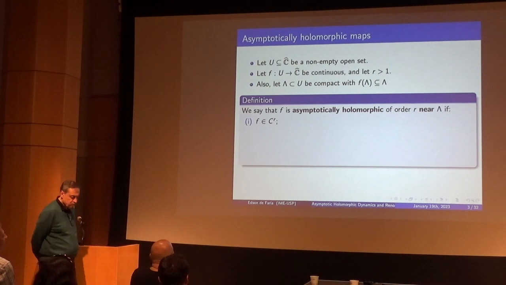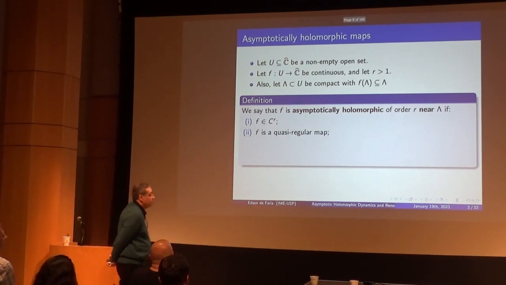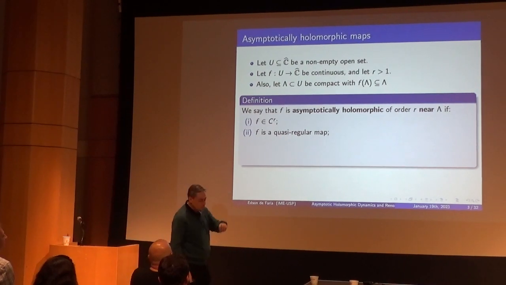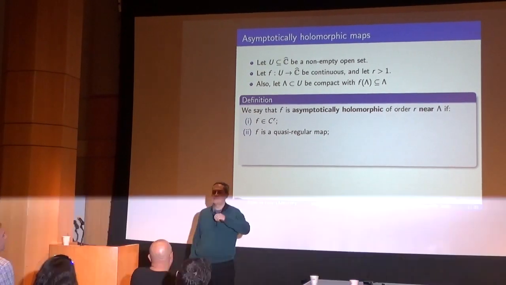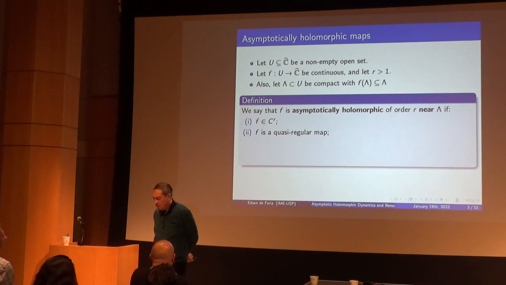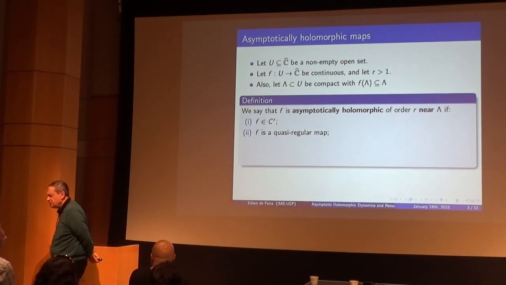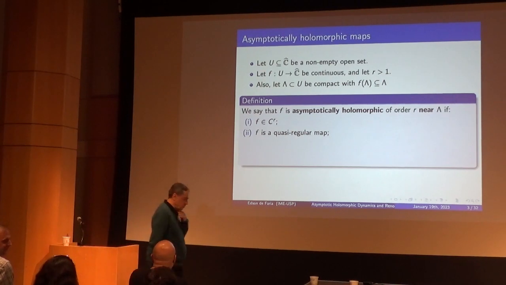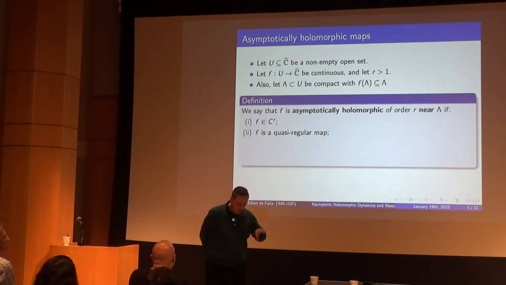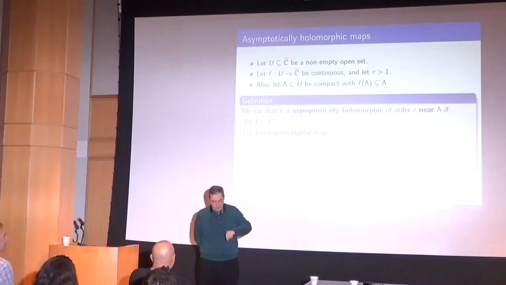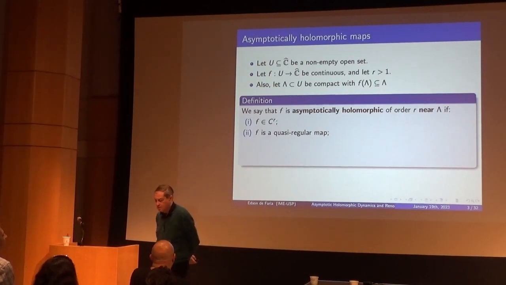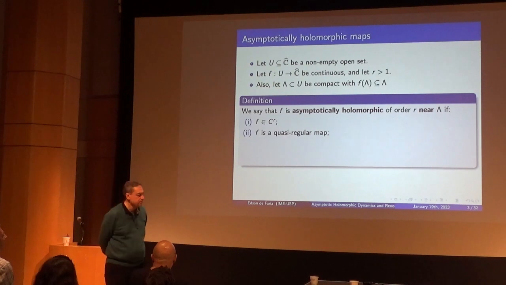Well, first of all, f has to be C^r. f has to be a quasi-regular map. So what is a quasi-regular map? It's a map which is locally quasi-conformal, okay? You saw, I think, in Dick Canary's talk, maybe, the notion of quasi-conformality, right? A quasi-conformal homeomorphism is something that maps infinitesimal circles into ellipses with bounded eccentricity.